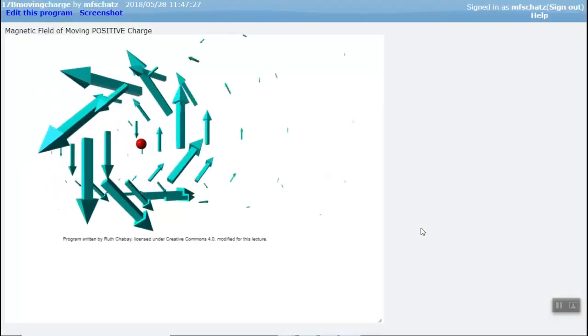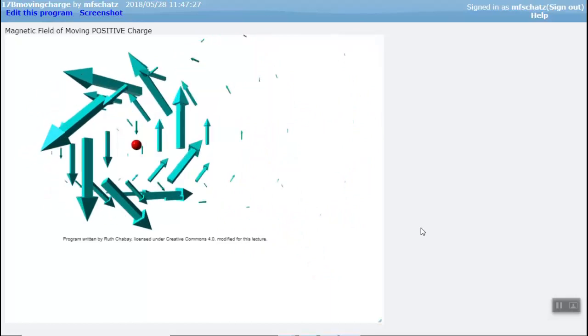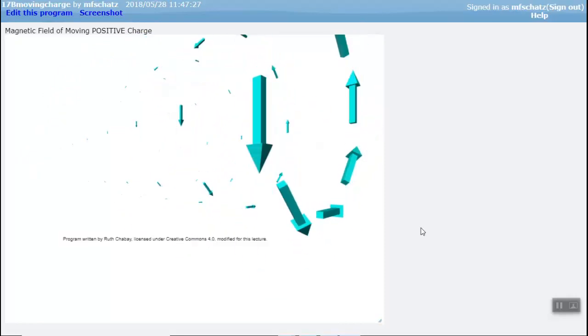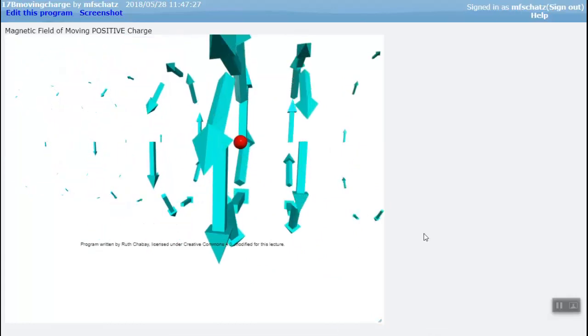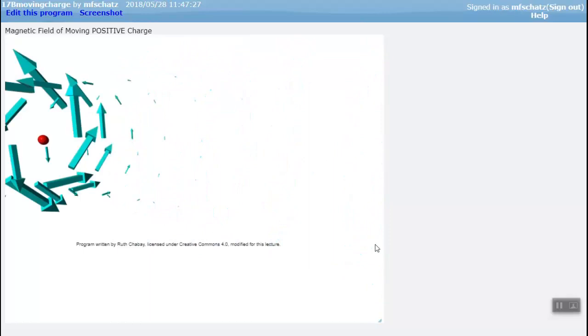Let's first look at some computer visualizations. Here we see a positive charge moving roughly from left to right, and at various points in space, we show arrows representing the vector magnetic field generated by this moving charge. Let's notice here that the field is pointing in directions that are quite different from the direction the charge is moving. In particular, notice how the magnetic field is curling around the moving charge's path. From our point of view, the magnetic field is curling around the path in a counterclockwise direction.